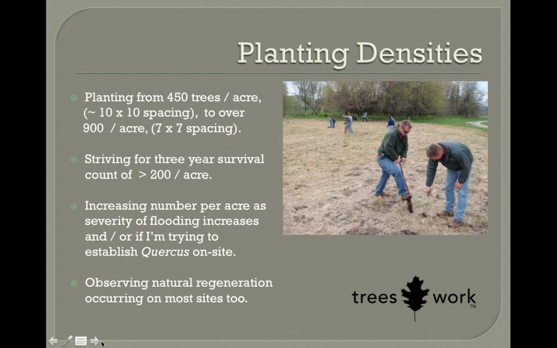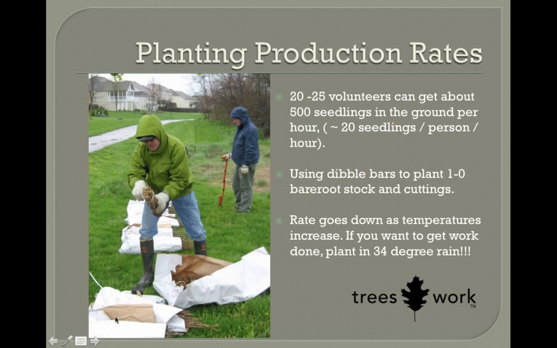If you want to get more work done, do it in colder temperatures. People like to work to stay warm. We did a planting this spring where it was honestly 34 degrees and raining on us. This is a photo from that. The volunteers smiled all day, and we got 1,000 trees planted in the ground in under 2 hours. It seems that as the temperature goes up, your productivity goes down. You need water breaks. So if you want to get some work done, plant in a cold, wet rain.